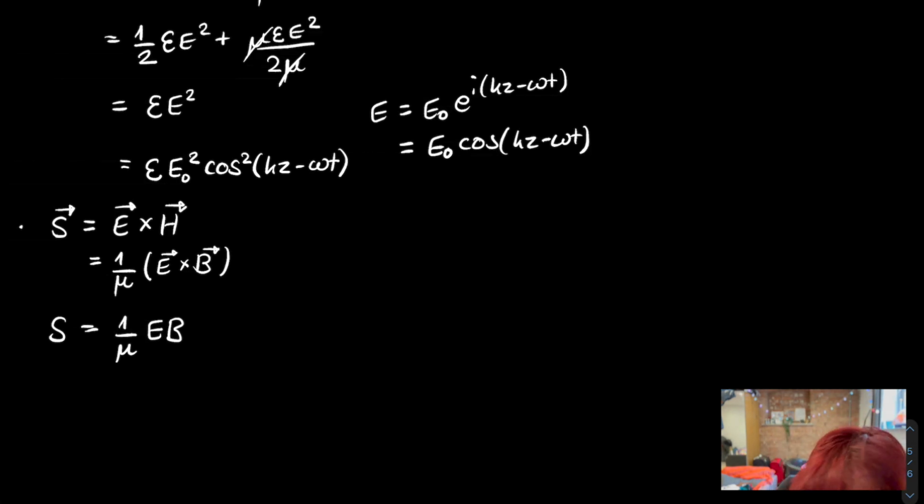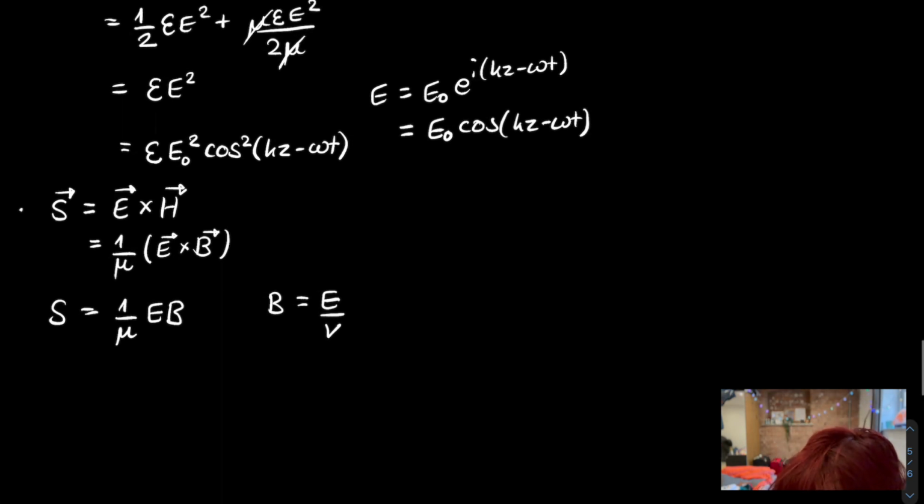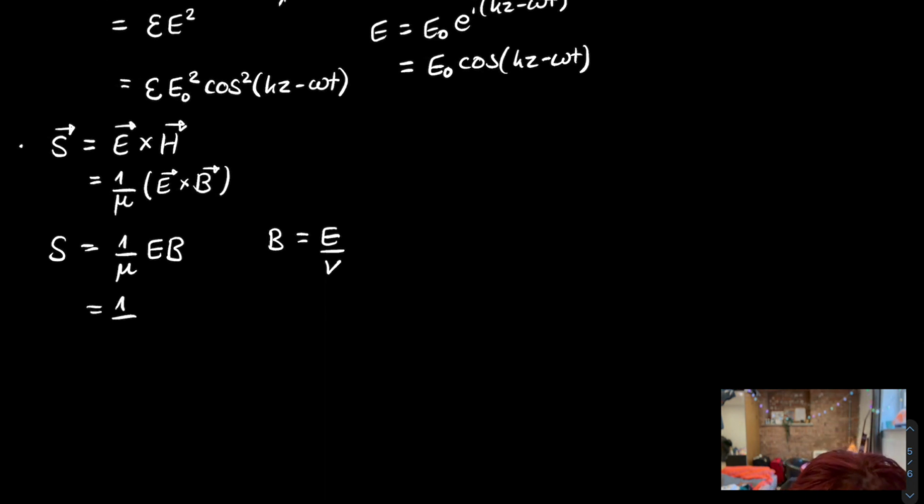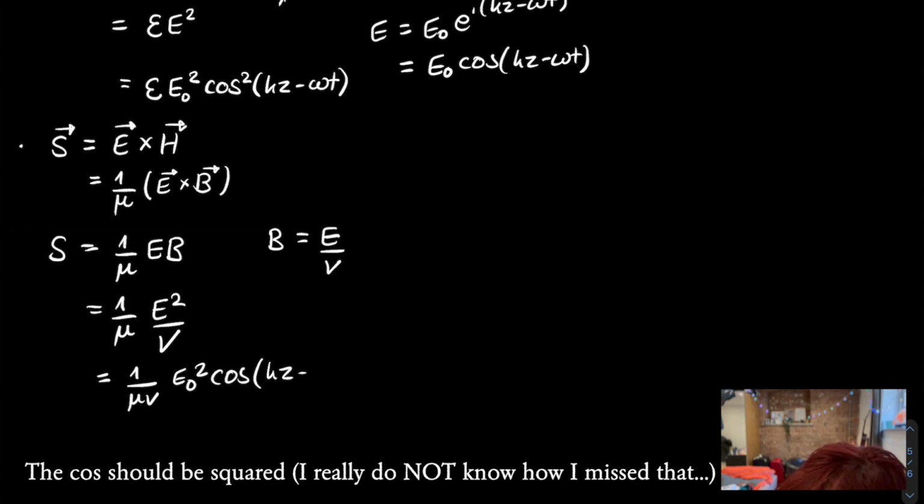But we know that the magnitude of the magnetic field is simply the electric field divided by the velocity at which the electromagnetic wave is propagating. And so we can swap this out for 1 divided by mu times E squared divided by V. But E squared, we know the magnitude of, is just this cosine function. And so we can say that this is equal to 1 over mu V times E naught squared times cos squared(kz minus omega t).